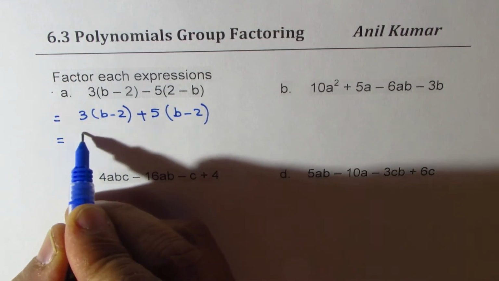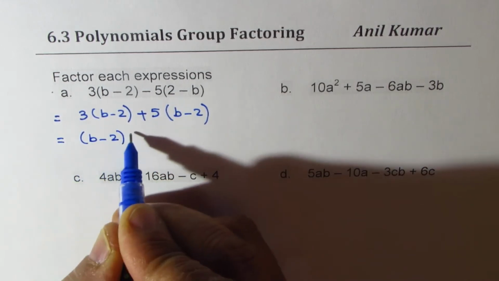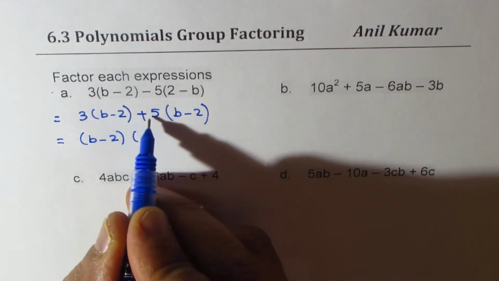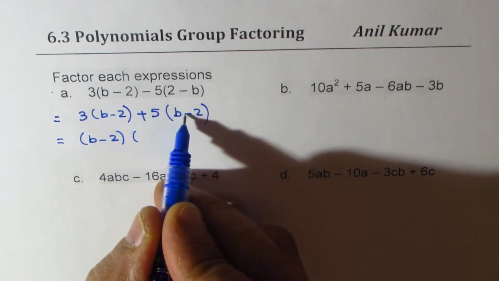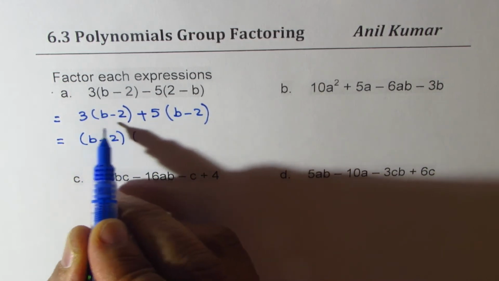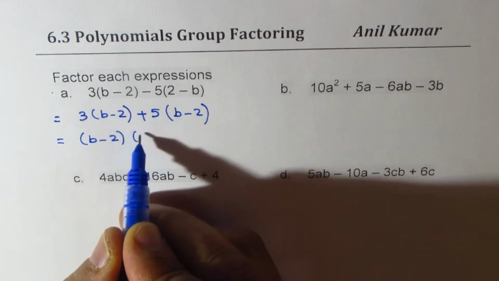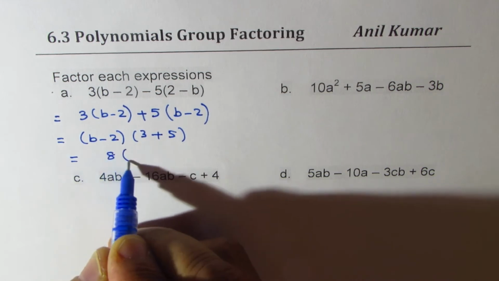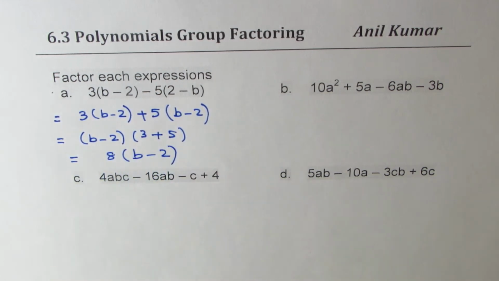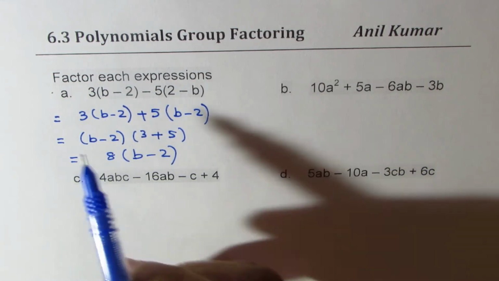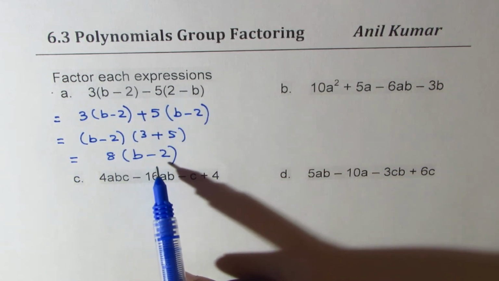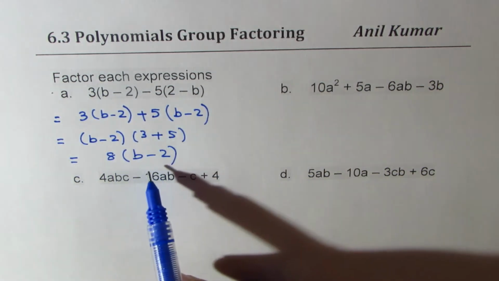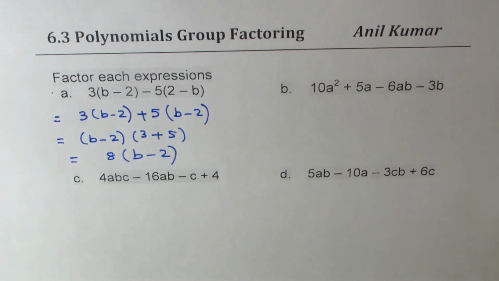b minus 2 clearly is a common factor. And so we get 3 times (b minus 2) plus 5 times (b minus 2), which is 5 plus 3, we'll write here first. And then we could write this as 8 times (b minus 2). Is that clear? So likewise, we could actually factor this particular expression. Now some of you could actually expand, simplify, and then also do it. But this is the way in which you can do it in minimum steps.